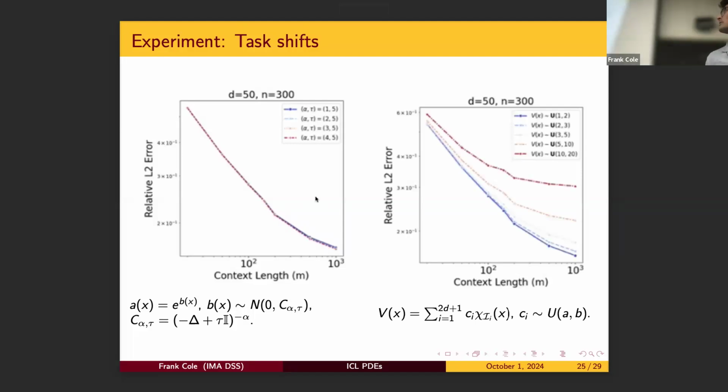The second plot is a distribution shift on the potential function V, which is parameterized as a piecewise constant, where each of the constant values is uniform in some range. We shift the distribution of V by shifting the range of the uniform distribution. In this case, you see more pronounced changes in the loss incurred by this distribution shift, but you still see the decay with respect to the prompt length, which was shown in our result.